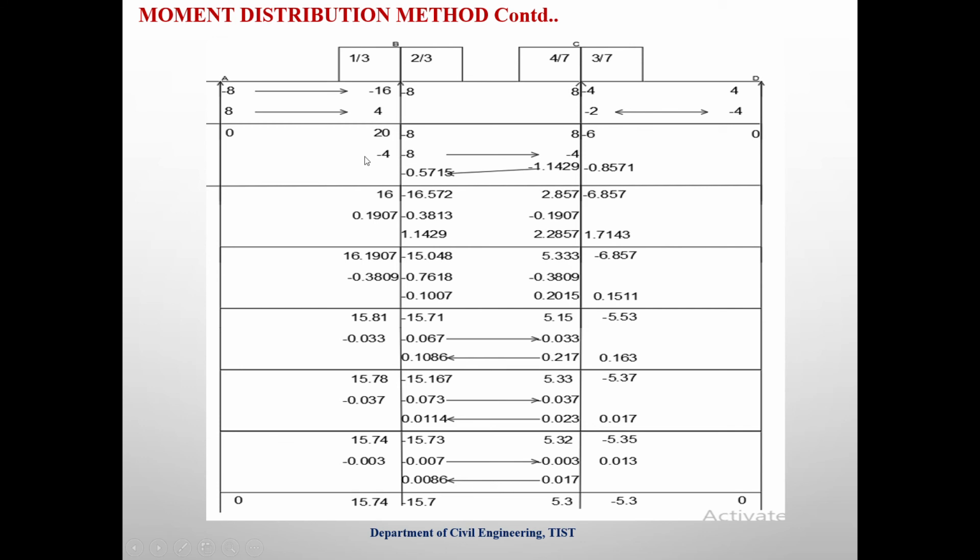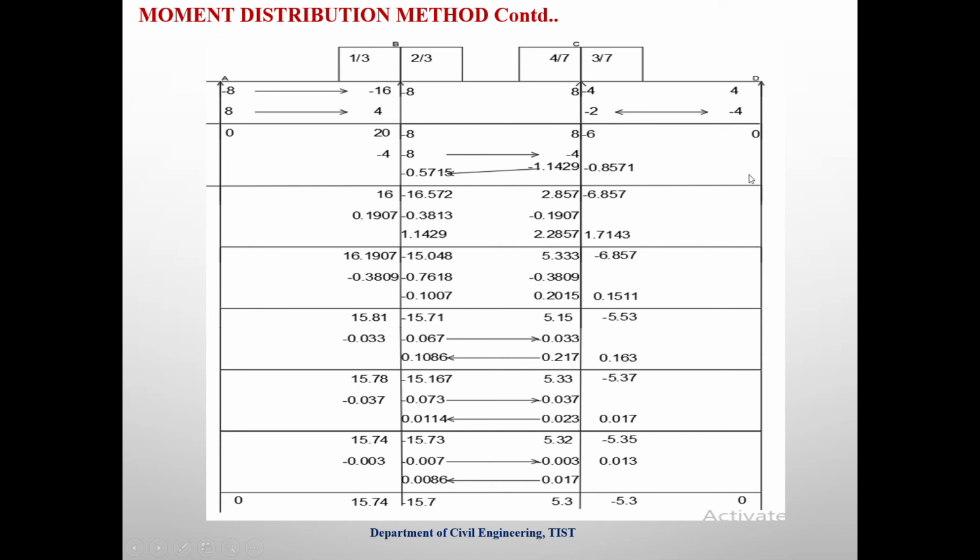When we apply these two moments here, since the far end is not fixed one, there should not be any carryover. But here the far end is fixed one. That means there should be some carryover here. Here also, when we apply the moment here, 8 minus 6, that is 2. That means we have to apply minus 2. 4 by 7 of minus 2 here, 3 by 7 of minus 2 here.